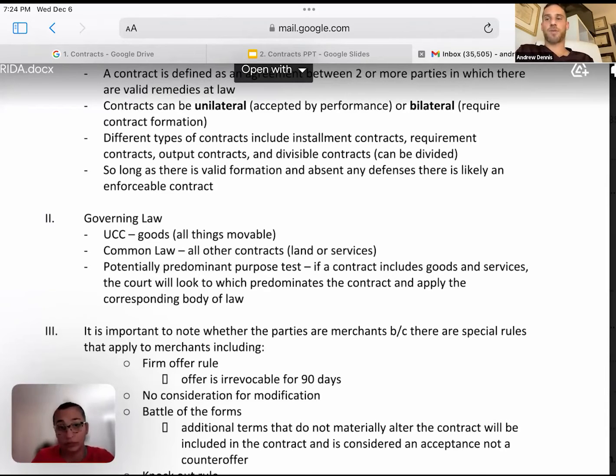We can talk about the predominant purpose test. If a contract includes goods and services, the court will look to which predominates the contract and apply the corresponding body of law. So what do I mean by that? I mean that if there is a contract that has services and goods, so let's say a tutoring contract with books. Tutoring is a service, books are goods. Well, the tutoring predominates the contract, we're going to apply the common law. Unless you are charged separately for the services and the goods, then you could potentially argue for divisibility of contract and apply UCC to the goods and common law to the service contract.